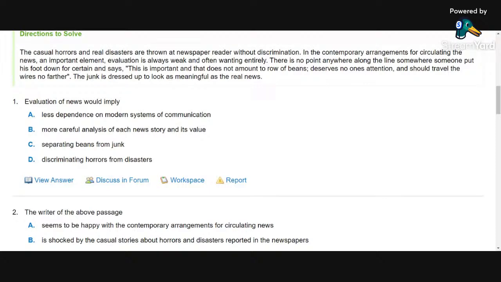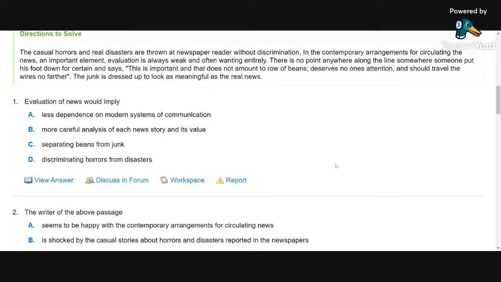How is it option D, Darshan? Evaluation of news would imply... See this, read the second line. In the contemporary arrangements for circulating the news, an important element, evaluation, is always weak and often wanting entirely. So evaluation means more careful analysis of each news story and its value. That's the right answer. Not option D.